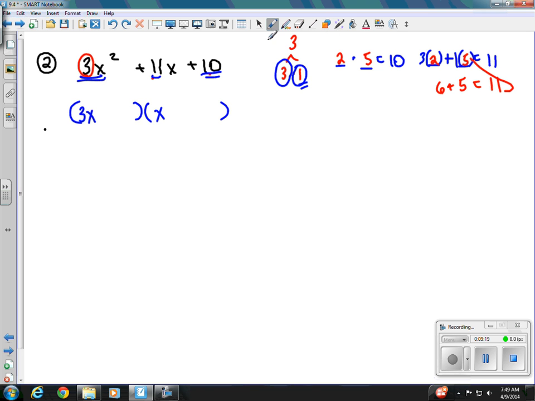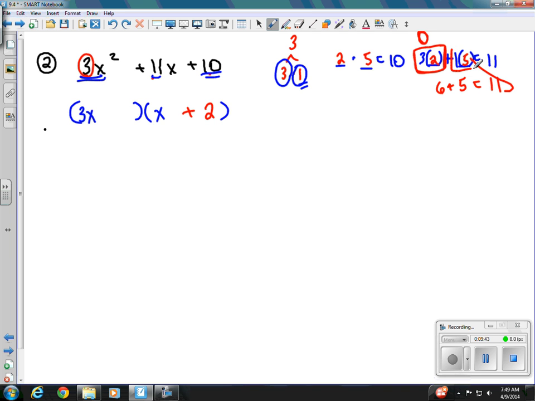Now we have to come back over here to this addition step and look. I have 3 times 2, so that means they cannot go into the same parenthesis. They have to be the outside of my FOIL. So if 3x is on the outside of the first parenthesis, the only place for my 2 to go is on the outside of my second.